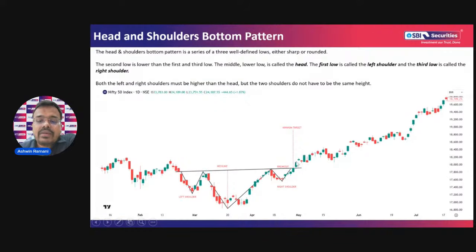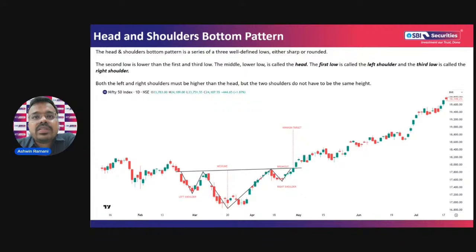So the moment we get a breakout, just at the breakout, we enter just above the neckline, and we keep an SL. We measure the distance between the high of the neckline and the low of the head. And you take that distance and you keep it at the high of this neckline and get the minimum target as per the measured rule.